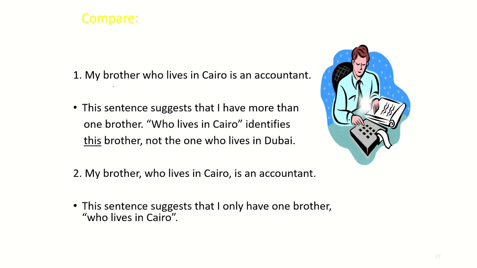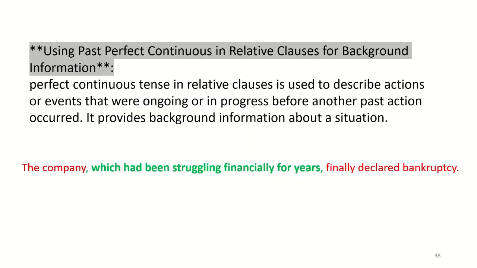Okay. Sometimes in relative clauses, we use past perfect continuous, which is had been plus ing. We use this form of relative clauses to describe actions or events that were ongoing or in progress before another past action occurred or happened. So it provides background information about the situation.